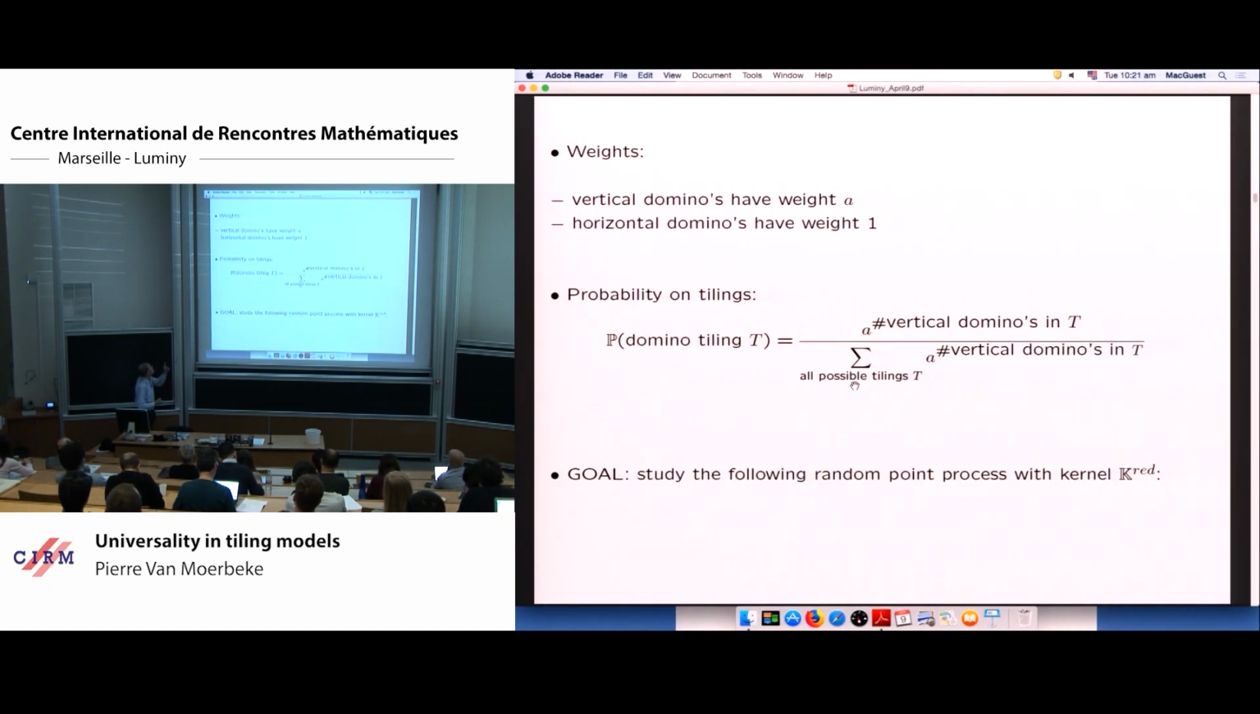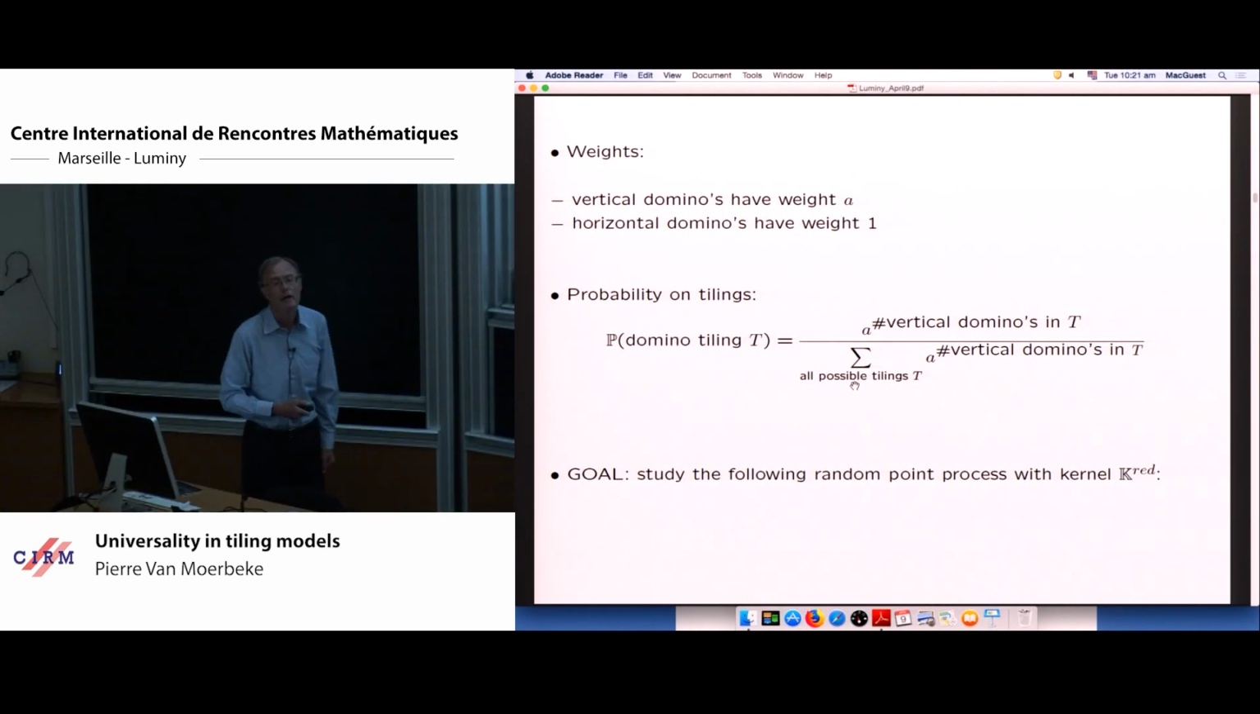So the weights: that number a, the vertical dominoes have weight a, and the horizontal dominoes have weight 1. Okay, that's what I'm doing. And then the usual formula is that the probability of a domino tiling T is a to the power of the number of vertical dominoes in T, divided by the sum over all possible configurations. Okay, that's a probability. And so the goal is to study the random process with kernel K red, because we will see red dots appearing everywhere. So I call it K red. Okay.